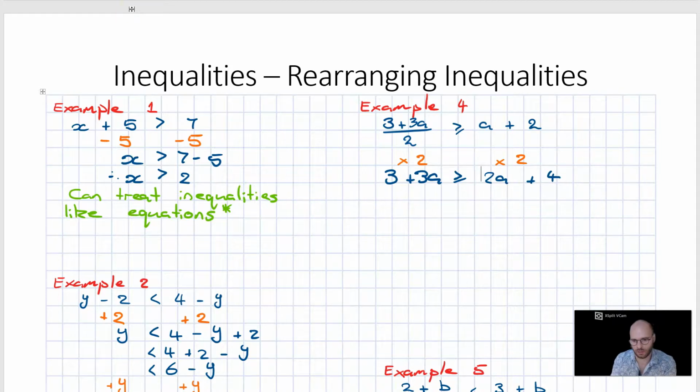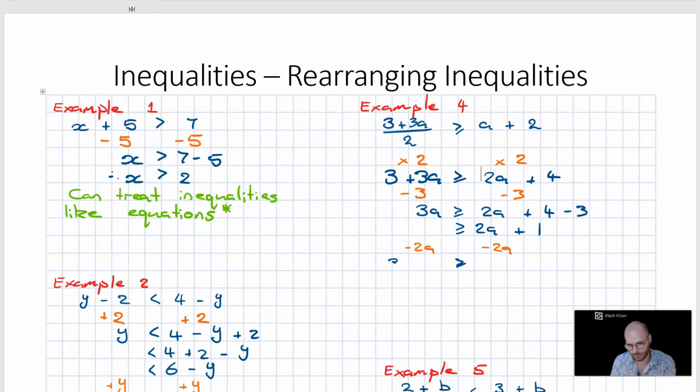Nice and easy. Then we're going to move all of our constant terms to the right hand side. So we'll take 3 from both sides. This is going to give us 3a, 2a plus 4, take 3. Then evaluating, that will be plus 1. Then we want to move our variable terms to the left, so we'll take 2a from both sides. It's going to look like 3a take 2a is equal to 1. Then sorting out the coefficients, we're going to get a single a is greater than 1.